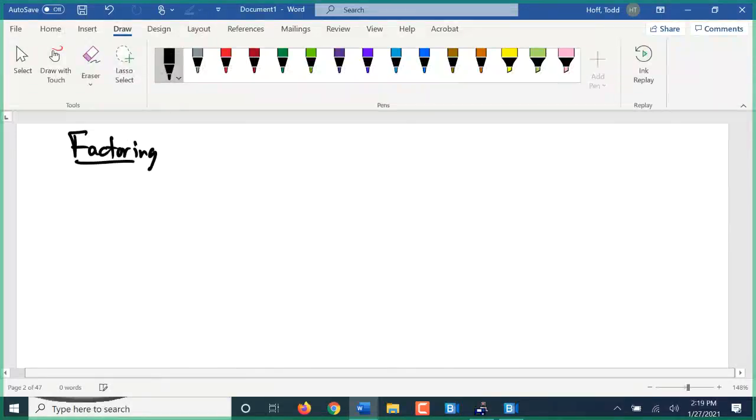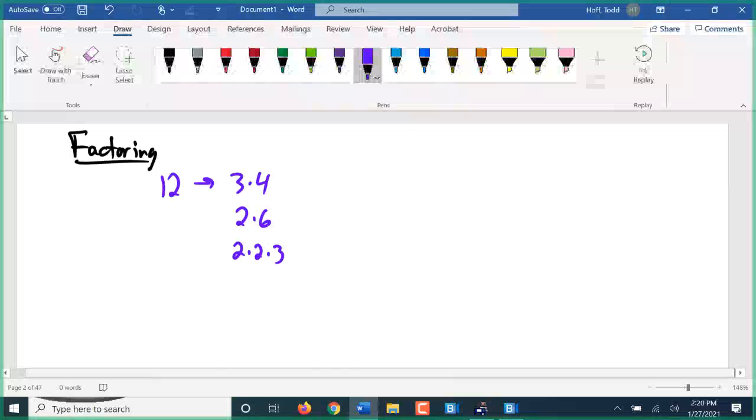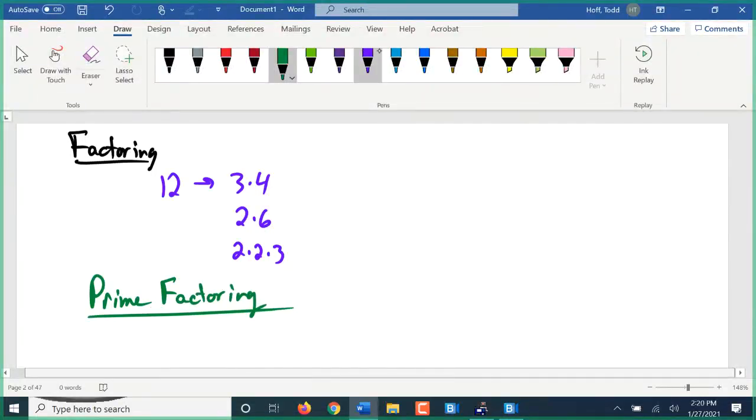Now, like we saw with the 12, 12 could be factored as 3 times 4 or 2 times 6, or we could do 6 times 2 or 4 times 3, or we could do 2 times 2 times 3. If I ask you to factor 12, how do I know which one you want? Well, generally they ask for what they call prime factors. Prime factoring.